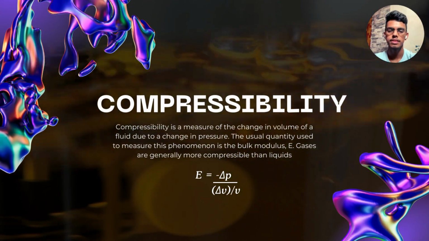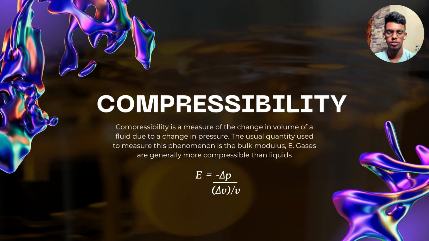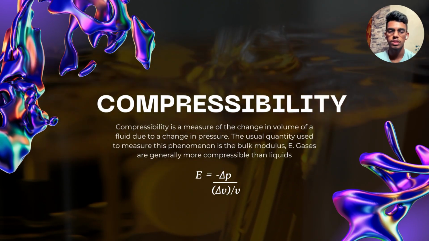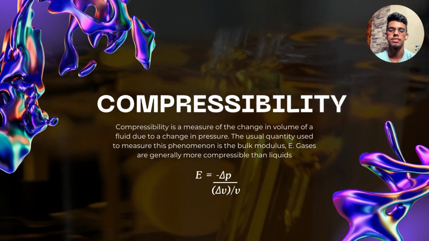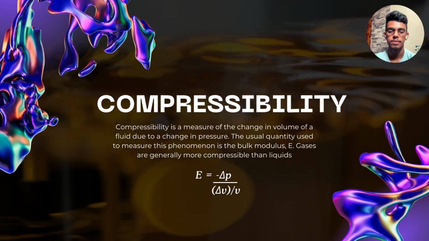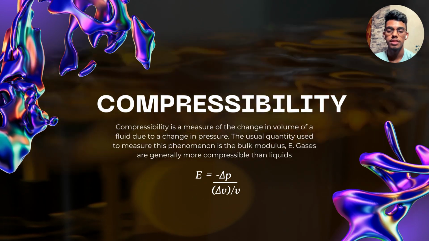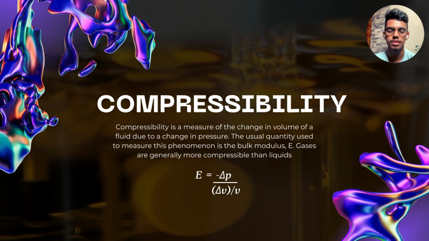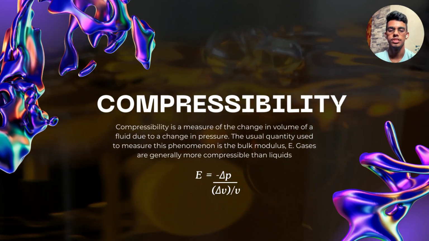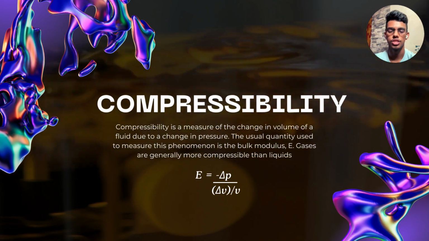Compressibility. Compressibility is a measure of the change in volume of a liquid due to a change in pressure. The usual quantity used to measure the phenomenon is the bulk modulus, which is E. Gases are generally more compressible than liquids. So the formula is E equals negative delta P over delta V over V, where delta P is the change in pressure and delta V is the change in volume.